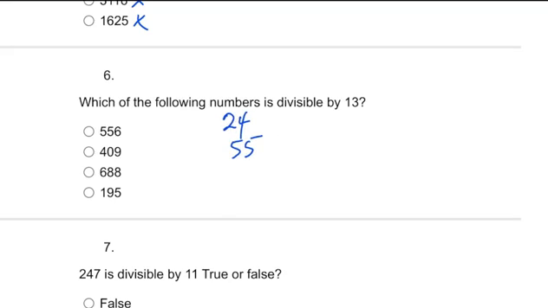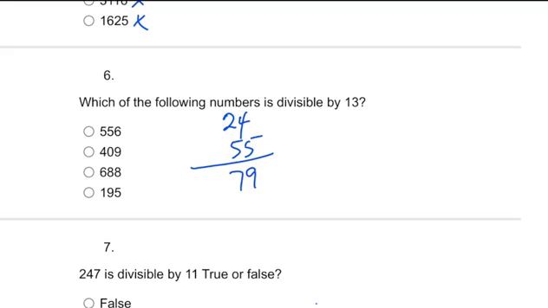24 plus 55, let's count. This is 9. That's 79. So can 13 divide 79? So we check 17, 79. Can 79 be divided by 13? So it cannot divide it.